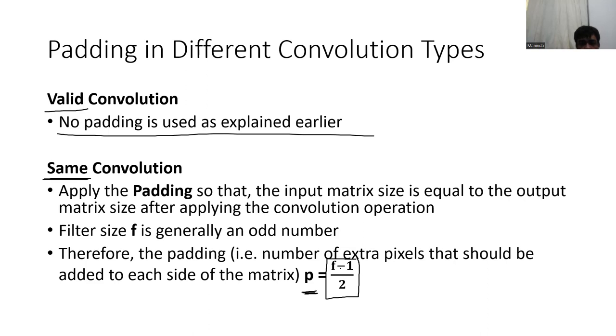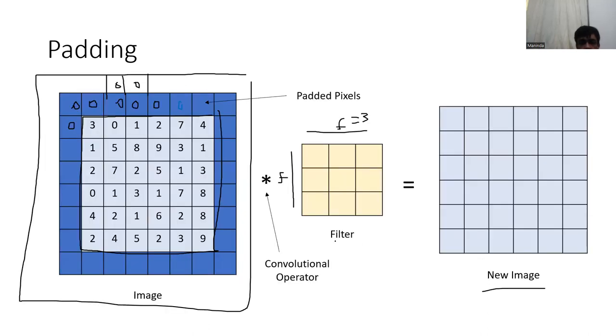So you may think, what happens if F is an even number? Then P would not be a whole number, right? So this won't happen because F is generally an odd number. That means the filter dimensions are given as 3, 5, 7, and so on. Not 4 or 8. Those values are not used for filter sizes.